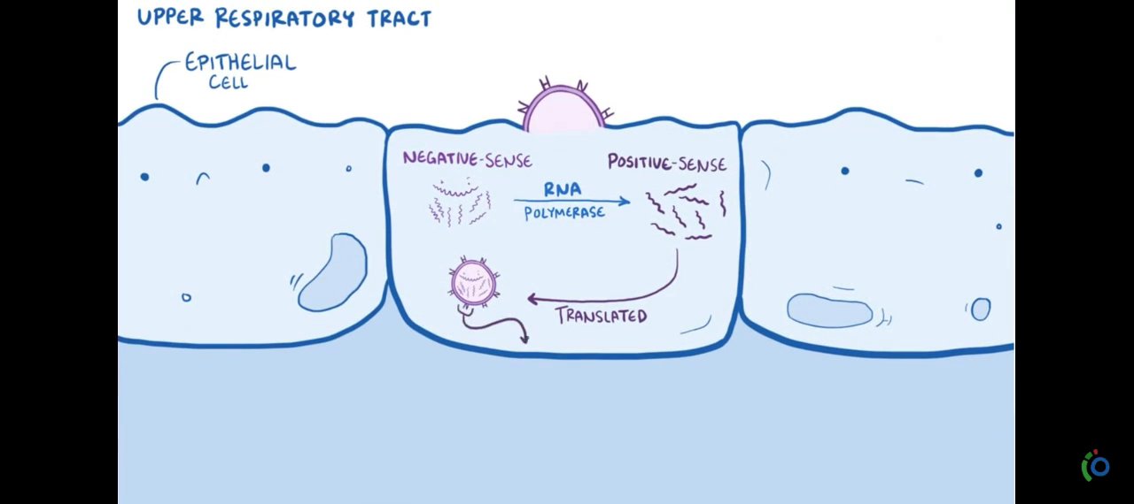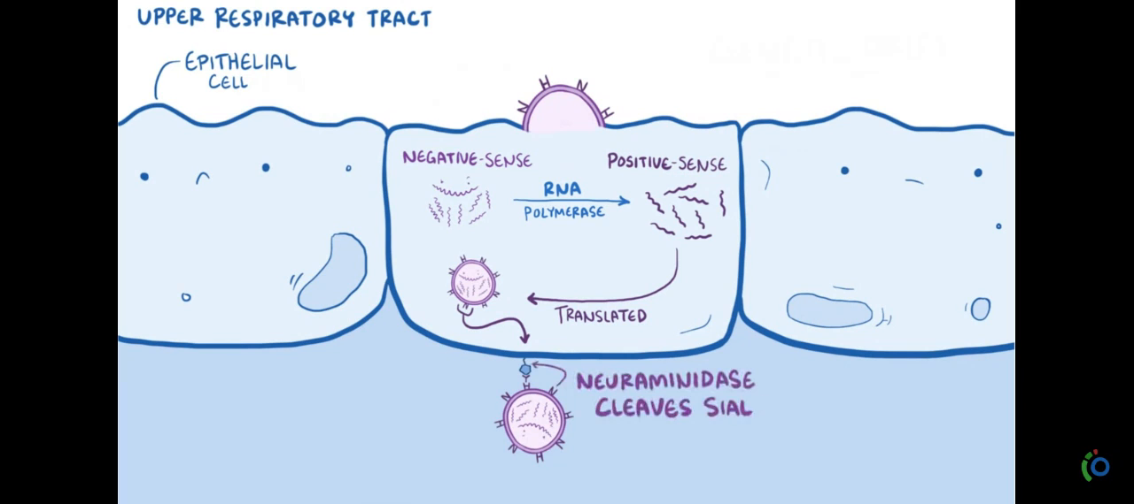These viruses then leave the cell by simply budding out from it, using the neuraminidase, which cleaves the sialic acid sugars in the membrane, releasing the newly created viruses from the cell.